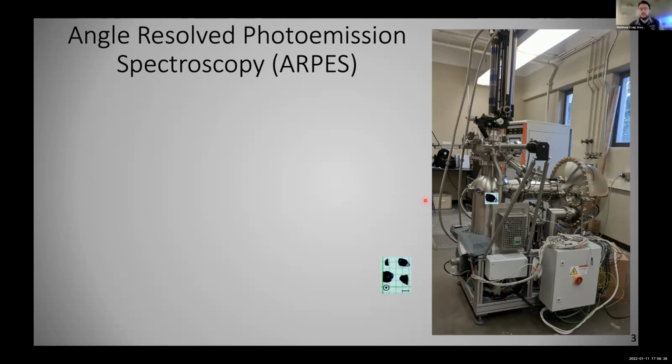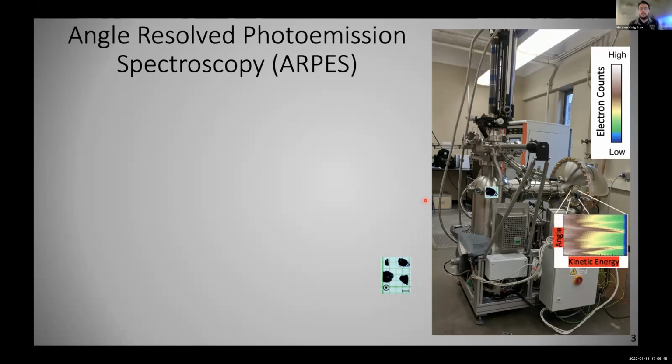So first, we put our crystal into the chamber. We generate some high energy light, usually UV or X-ray light. We shine that light onto our crystal, which through the photoelectric effect emits photoelectrons, and these electrons are then analyzed by some complicated electronics to get the angle of emission and kinetic energy that they're emitted with.